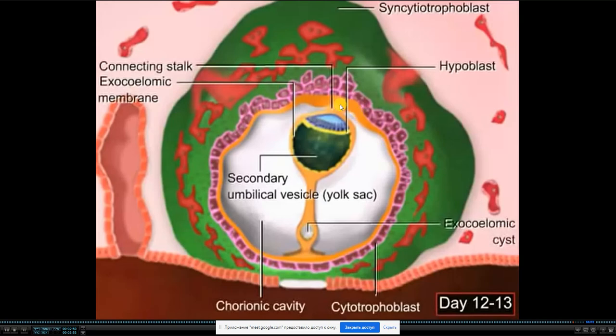Okay, and also extraembryonic mesoderm here. It is connected with the embryo by a small stalk, which is known as the connecting stalk. And another name of this connecting stalk in future will be... maybe someone has figured out what the name of this connecting stalk is. Who can say it? No one? Okay, it's the future umbilical cord.